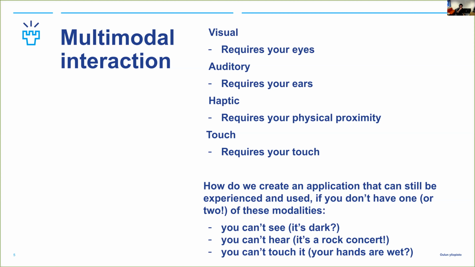So I've been talking about multimodal interaction. If we are talking about visual interaction, this means that it would require your eyes to make a decision. Auditory requires your ears, so you need to listen in order to understand what's going on. Haptic requires actual physical touch, so things like a vibration on your wrist if you have a smartwatch. And then, of course, touch if you have a smart display that would recognize gestures, for example, or touch input.